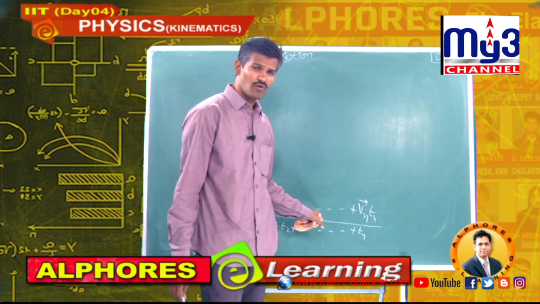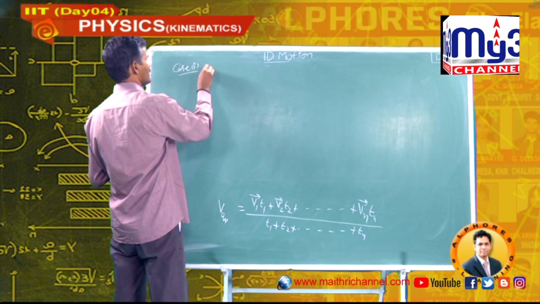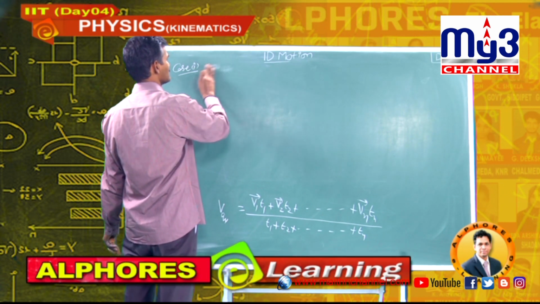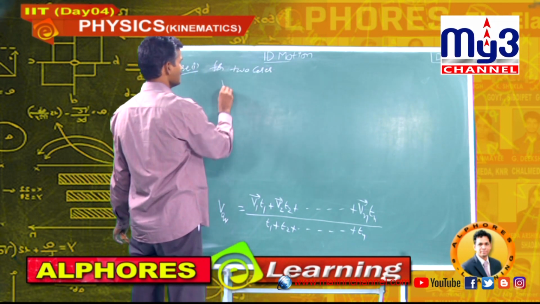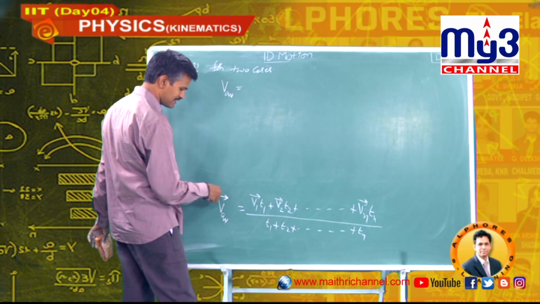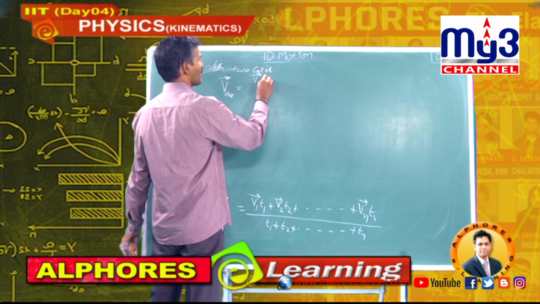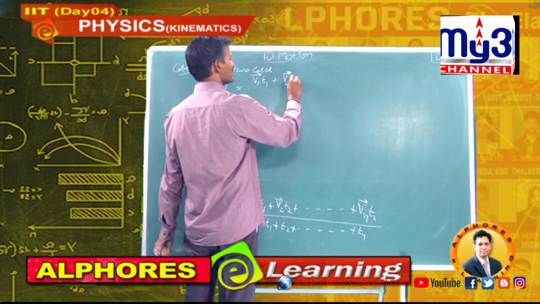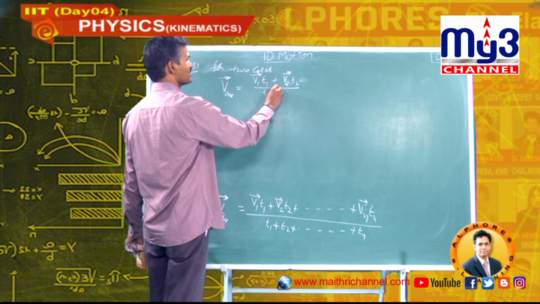If we consider only two cases, suppose this is case 1, for two cases, then V average can be written as, this average velocity is also a vector, so you have to write V average bar. This V average bar is nothing but V1 bar into T1 plus V2 bar into T2 by T1 plus T2.